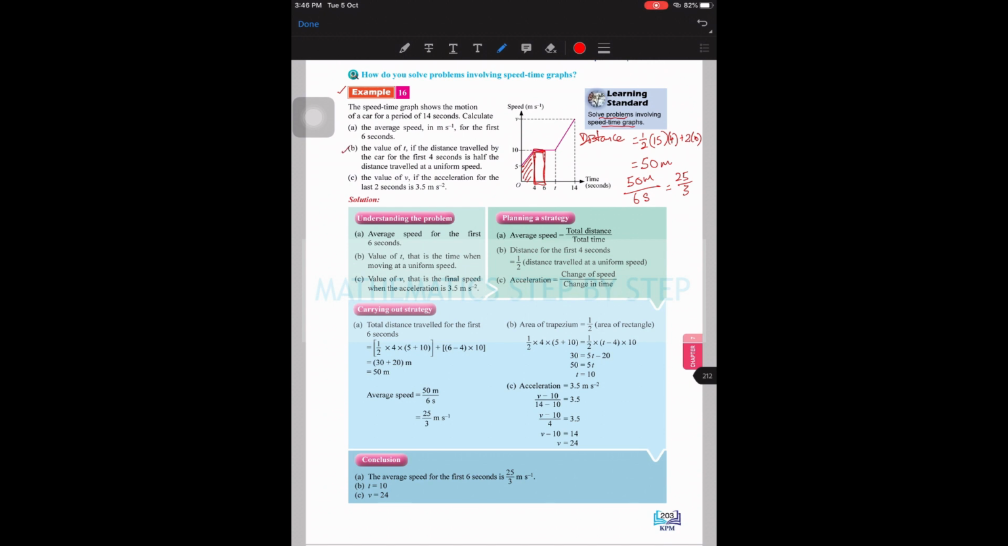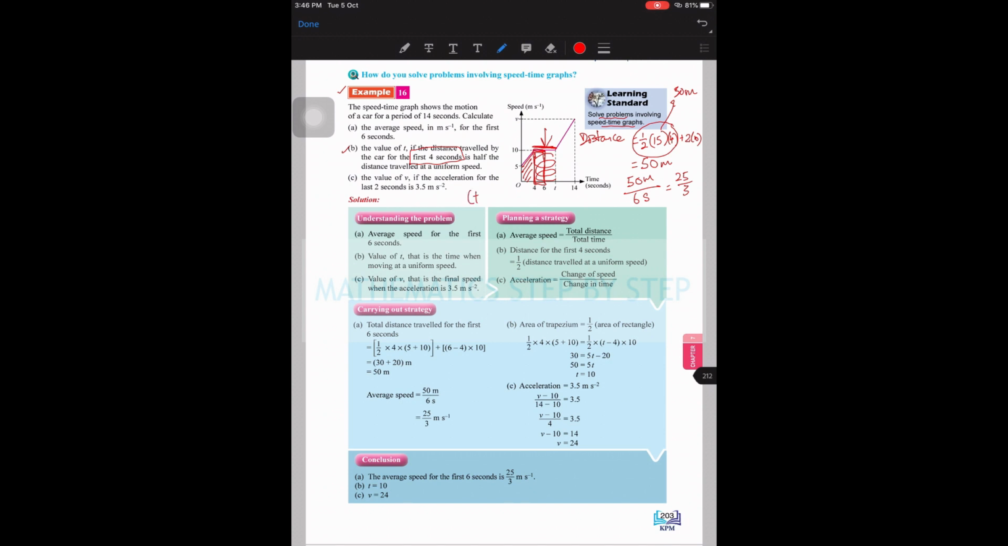Then part B. The value of t if the distance traveled by the car for the first 4 seconds is half the distance traveled at a uniform speed. So first of all, the distance traveled at uniform speed is the area under the graph for this part, okay? So the distance traveled by the car for the first 4 seconds is half times 15 times 4, which is 30 meters. So meaning that the area under the graph when the car is at uniform speed is 60 meters, okay? Meaning the area under the graph where I've just shaded here, the rectangle is 60 meters.